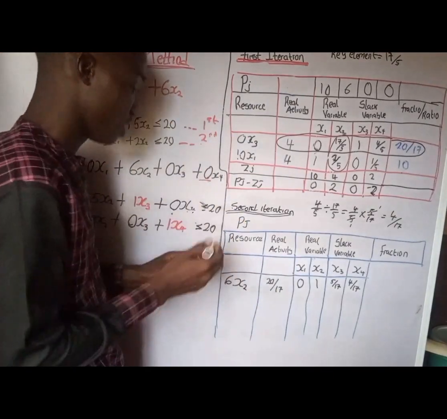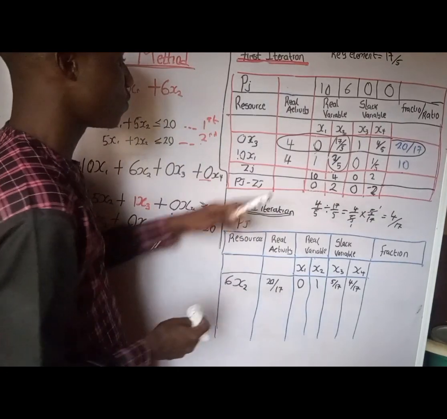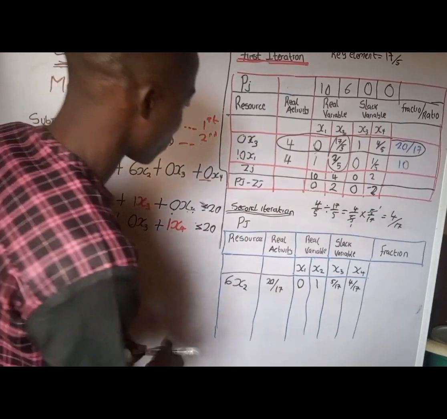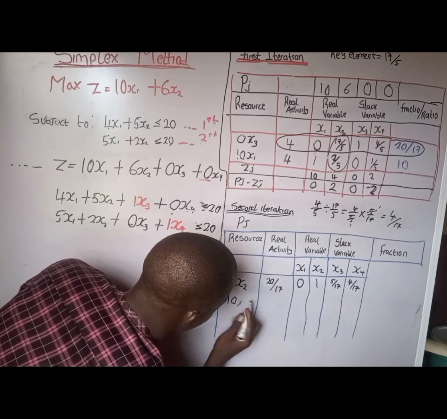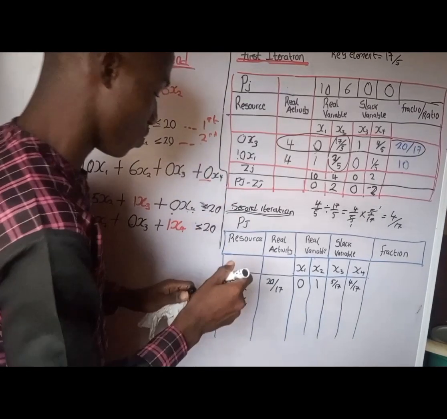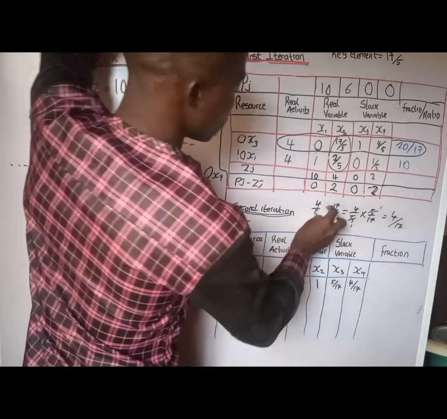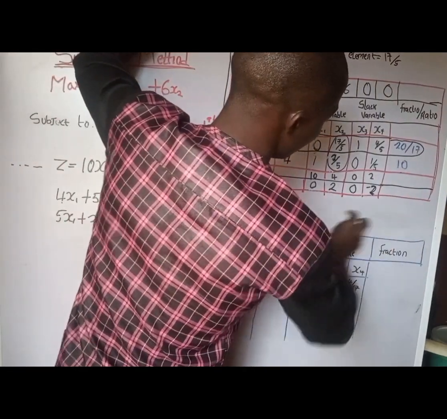Now, let's get our new value for the second row, which is 10x. So I'm having this one here. So let's proceed to get our new value for the 10x.